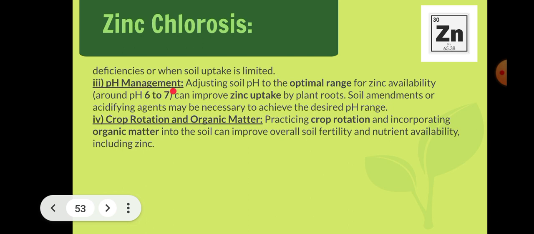The next one is pH management. Adjusting soil pH to the optimal range for zinc availability, which is actually around 6 to 7 on the pH scale, can improve zinc uptake by the plant roots. Soil amendments or acidifying agents may also be necessary to achieve the desired pH range. The next one is crop rotation and organic matter. Practicing crop rotation and incorporating organic matter into the soil can improve soil fertility and nutrient availability, which includes zinc.